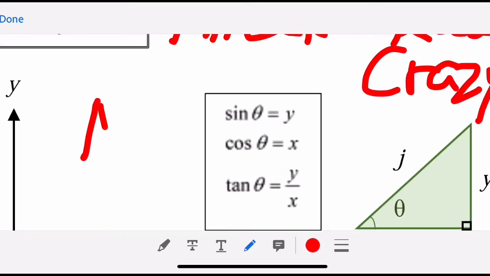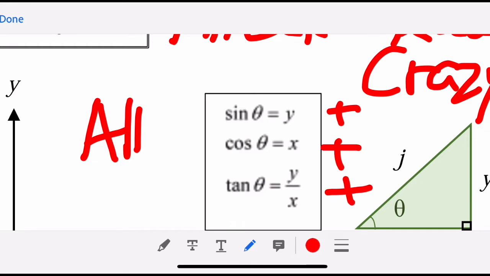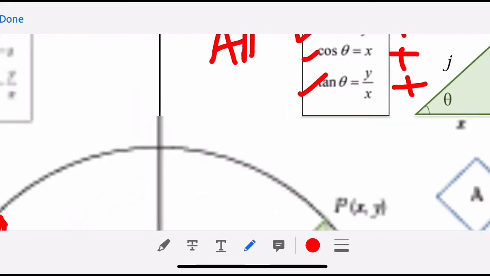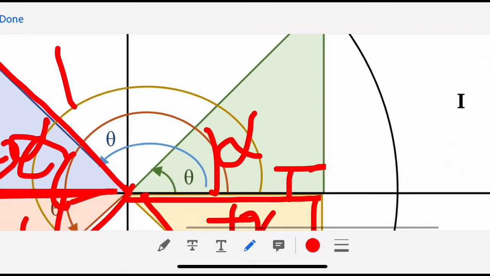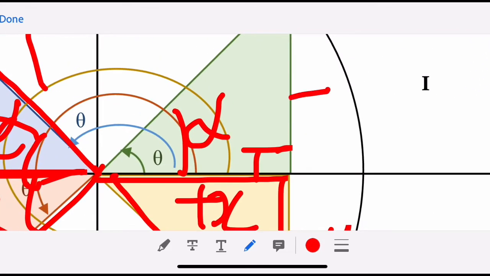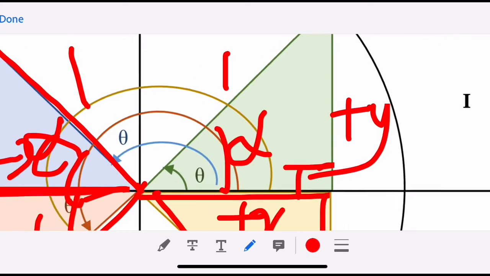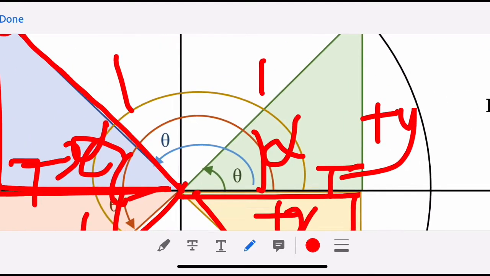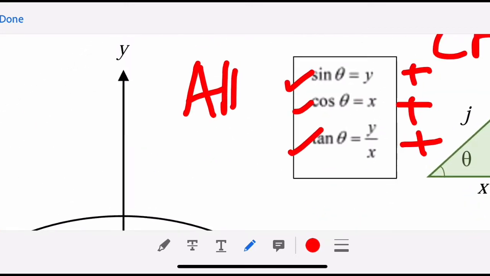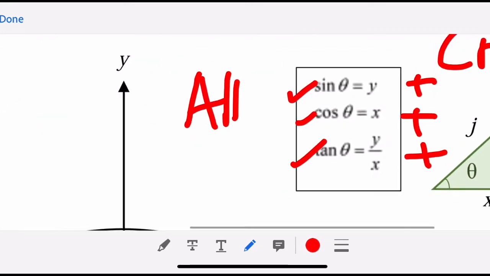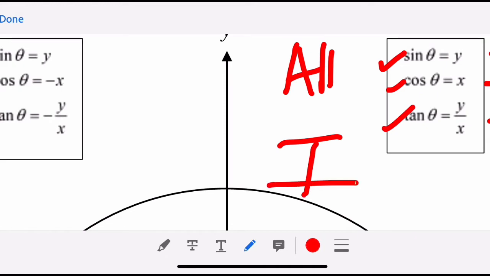All here. All here means that sine is positive, cos is positive, tangent is also positive. Everyone is positive. Okay? So how do we get positive? Because we knew that everyone is positive, I mean the length for the adjacent and for the opposite are positive. That is why when you read the sine, cos, tangent, you will get all positive for the first quadrant.